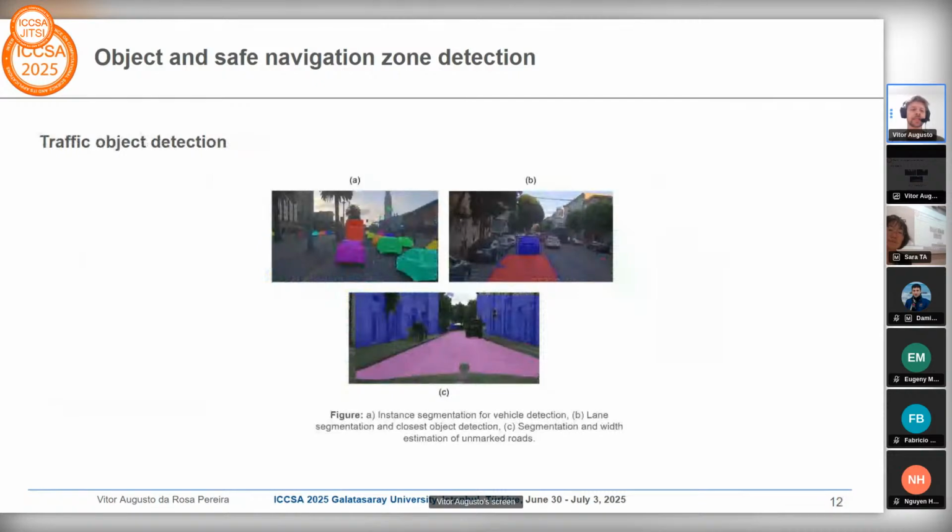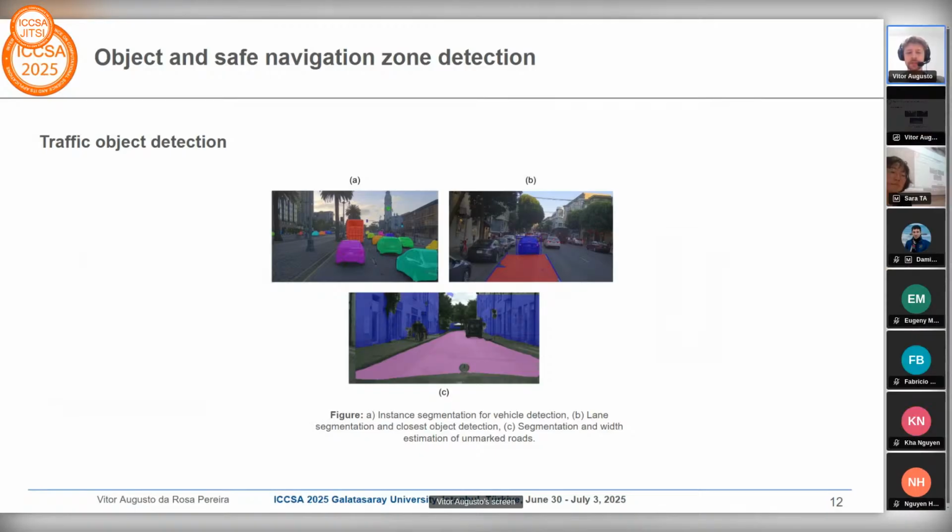And then the general traffic object detection, for example, in the letter A, the instance segmentation for vehicle detection. In the letter B, the lane segmentation and closest object detection. And also the figure letter C, we can see the width estimation and segmentation of unmarked roads, and also the wall width estimation.